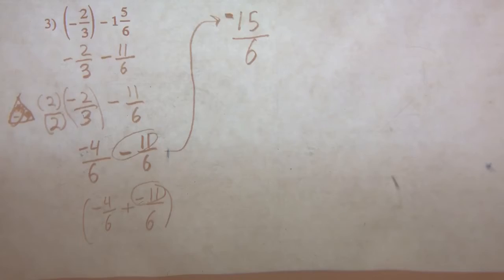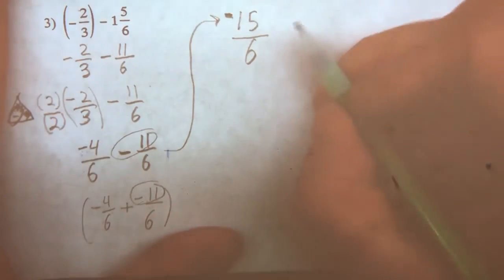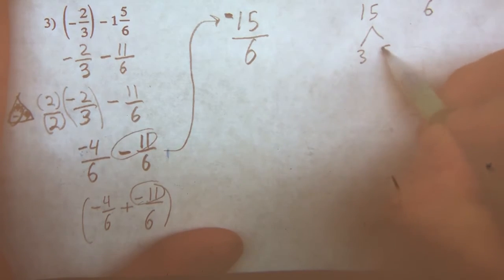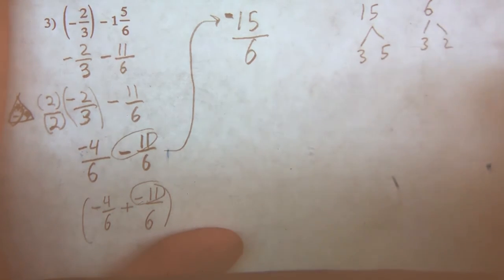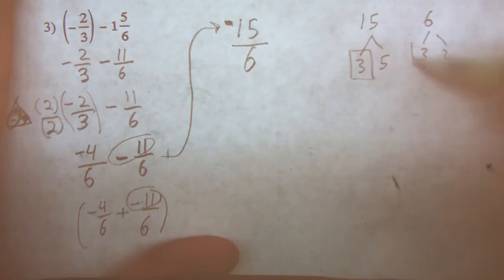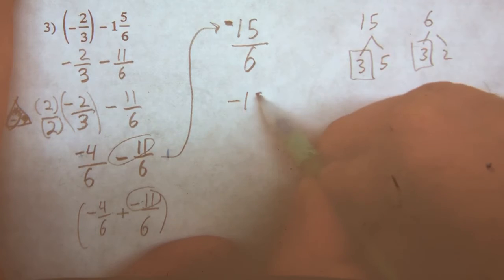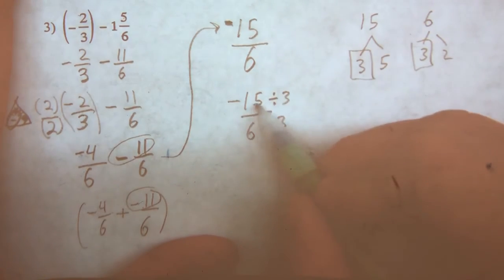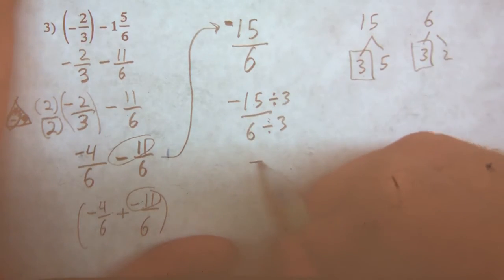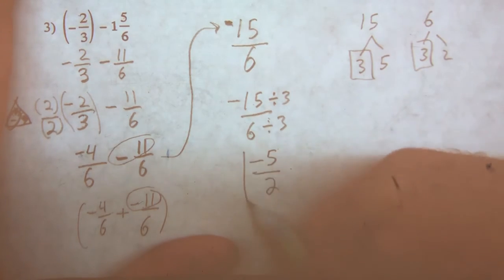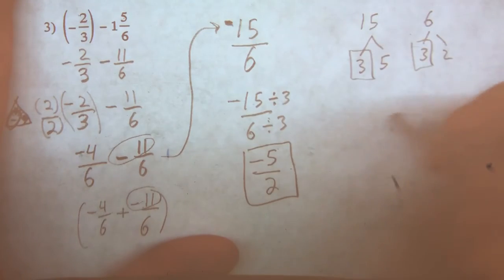Now again, that's a great answer, but it's not simplified. I can see that it has a common factor. If you can't, you can always prime factor both numerator and denominator, and we can see very clearly here that they share a common factor of 3, meaning that's what I could reduce or divide both numerator and denominator by. So negative 15 divided by 3 is going to be negative 5, and 6 divided by 3 is 2. So that's my simplified improper fraction.